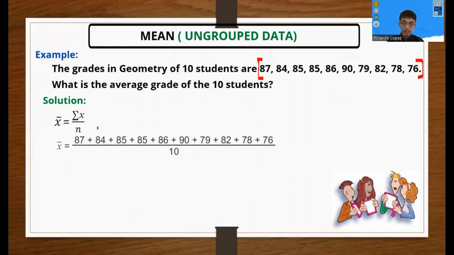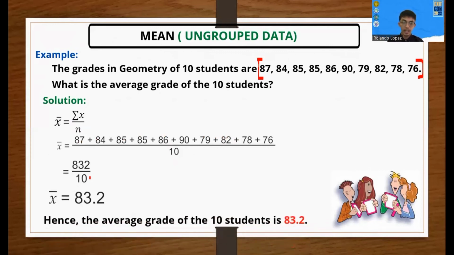Sum all the data. This is our data. We add them all, then divide by the total number of observations. 832 is the sum of all the data. Divide by 10, which is the total number of observations. So we have now 83.2 is the mean, or hence the average grade of 10 students is 83.2.